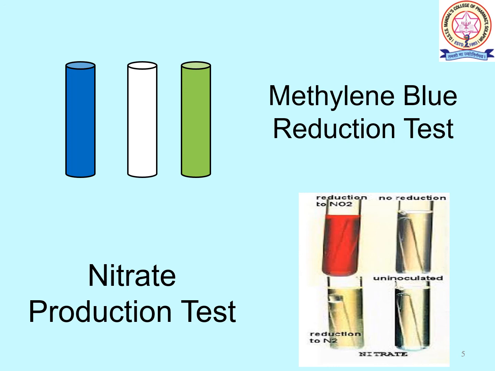If there is no reduction, it is like the uninoculated control. For reduction to N2, there is a full colorless solution, that is conversion to N2, nitrogen gas. This is how the nitrate reduction test occurs. The nitrate may not have been reduced, and the strain may be negative.